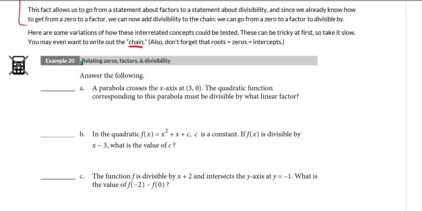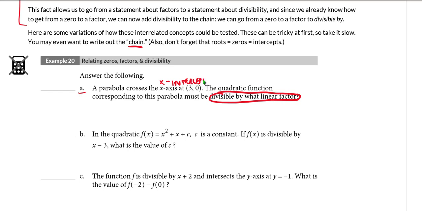So if you want to do example 20 on your own, obviously pause the video and then come back and join us. 20a: a parabola crosses the x-axis at (3, 0). The quadratic function corresponding to this parabola must be divisible by what linear factor?